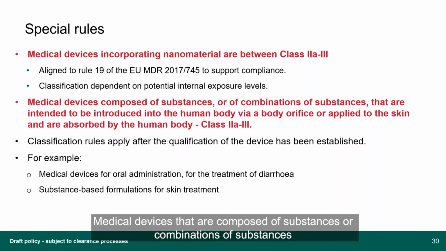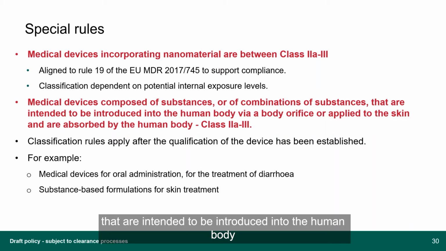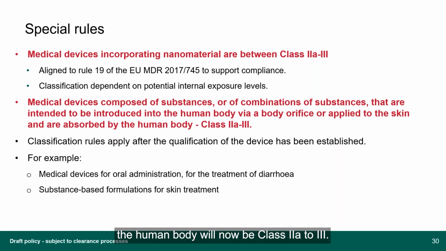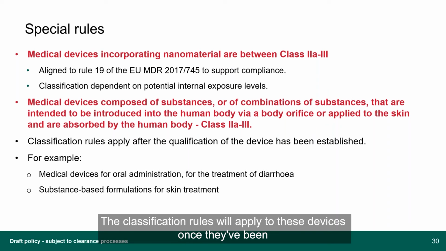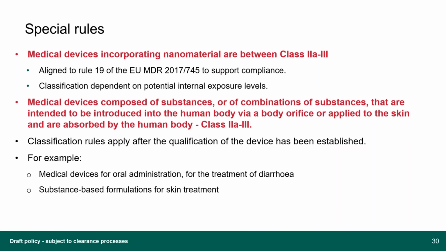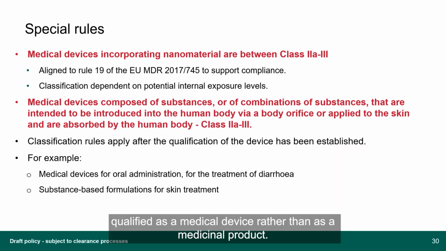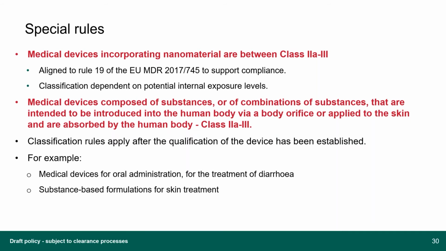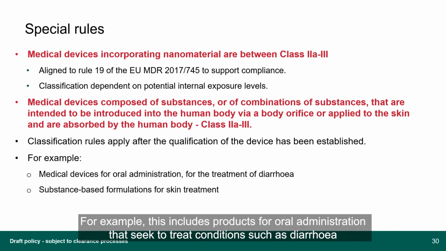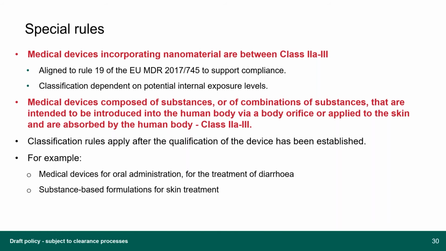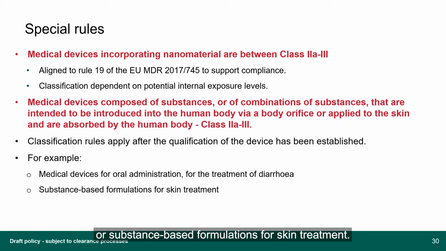Medical devices that are composed of substances or combinations of substances that are intended to be introduced into the human body via a body orifice or applied to the skin and are absorbed by the human body will now be Class 2A to 3. And the classification rules will apply to these devices once they've been qualified as a medical device rather than as a medicinal product. For example, this includes products for oral administration that seek to treat conditions such as diarrhea, or substance-based formulations for skin treatment.